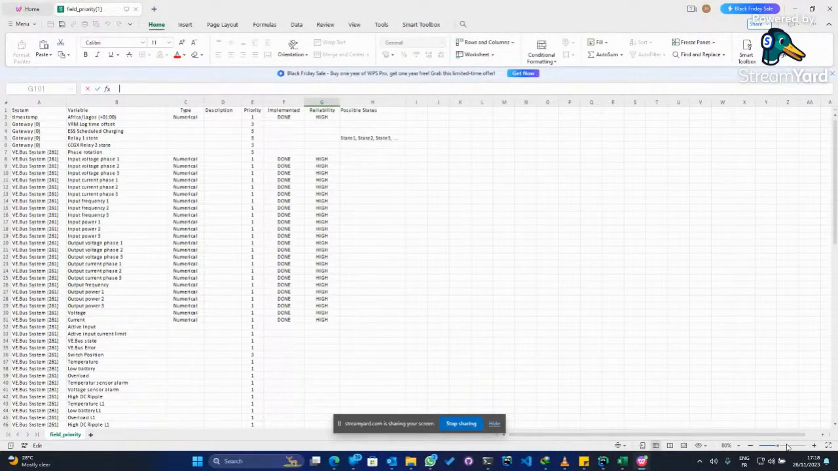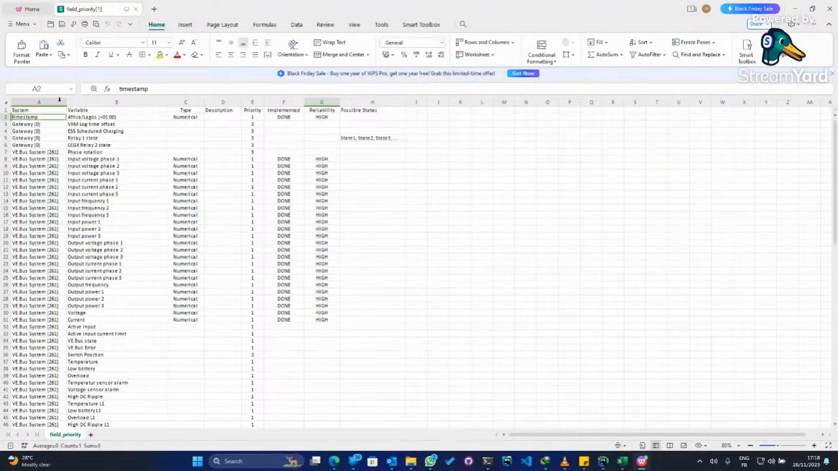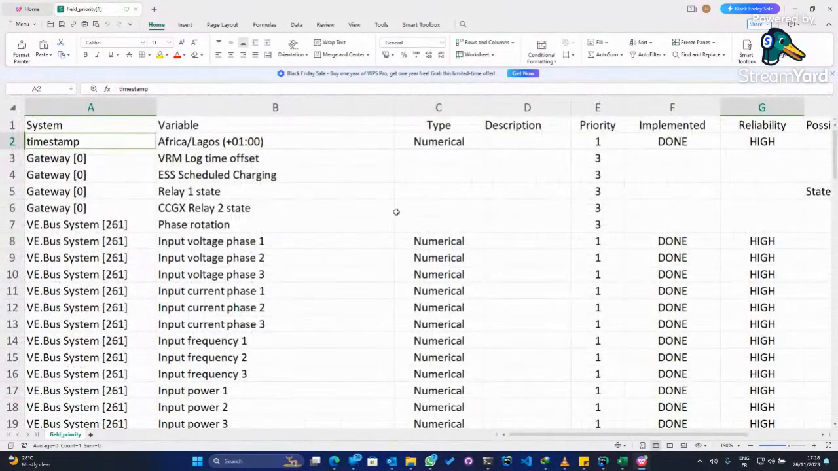I'm not very sure about the network, but can you help me know if you are seeing the new sheet I just updated? I'm displaying it on the screen. Yes, I can see it, Japhet. Okay, now I was able to zoom it.